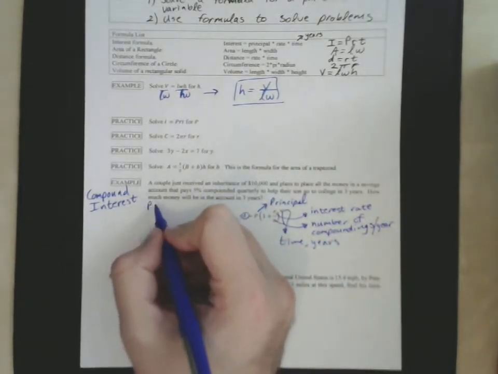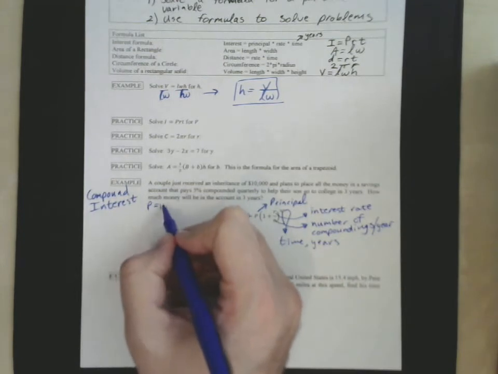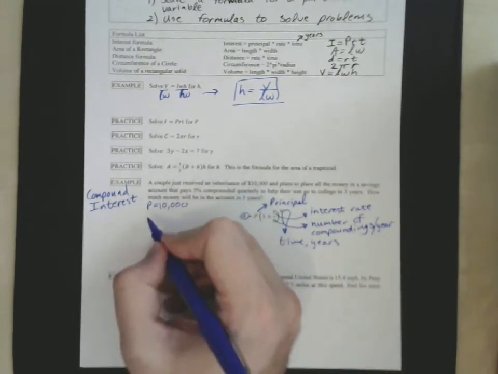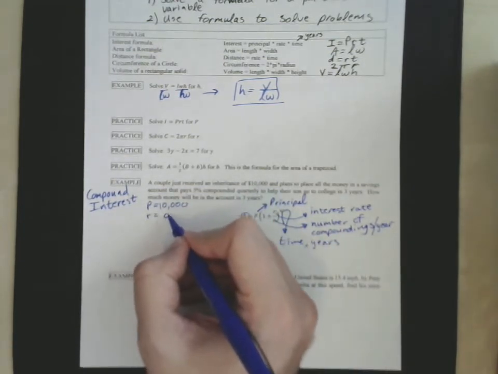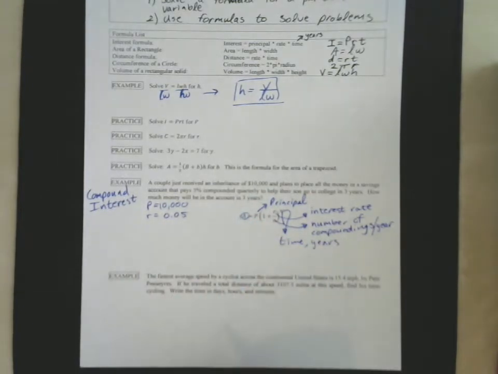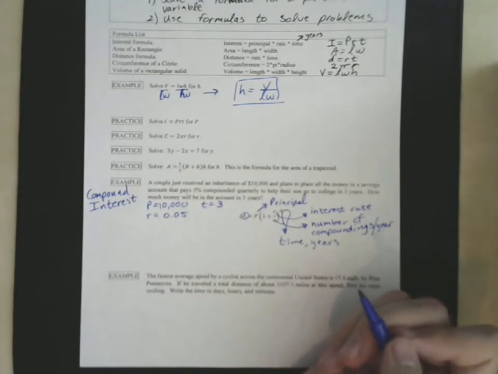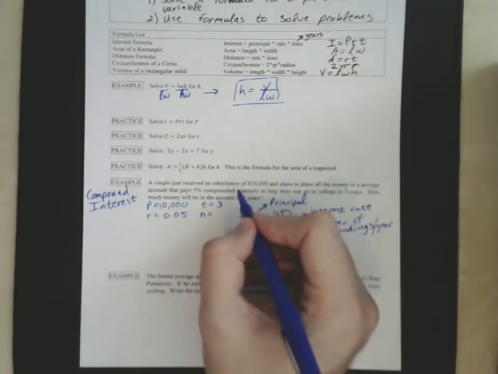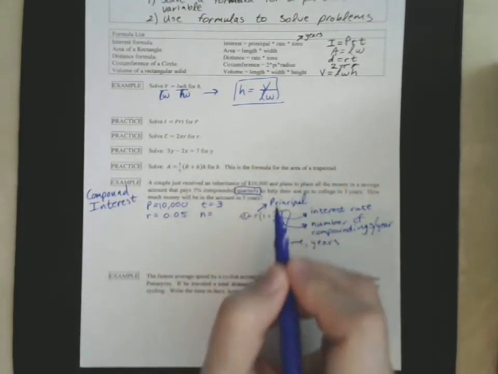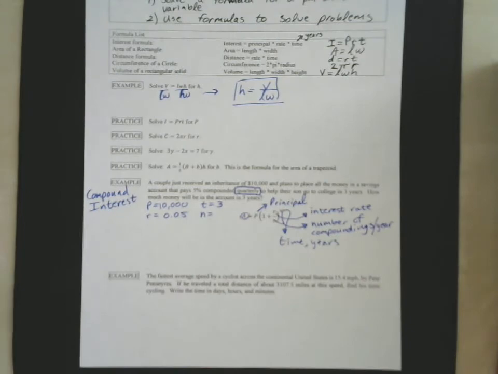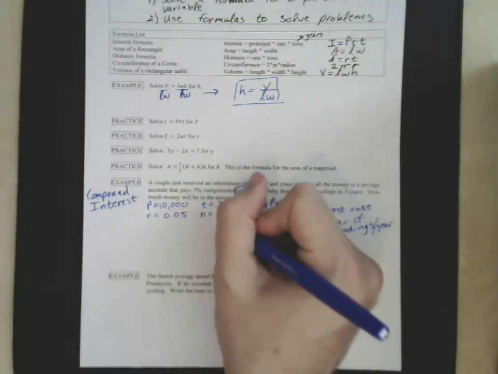So what we want to do is identify our P, our principal, is 10,000. Our rate is 5%. I'm going to write that as a decimal, 0.05. Our T, our time, is 3 years. And then our N comes from this word here, quarterly. Quarterly means every 3 months. It's 4 times per year.